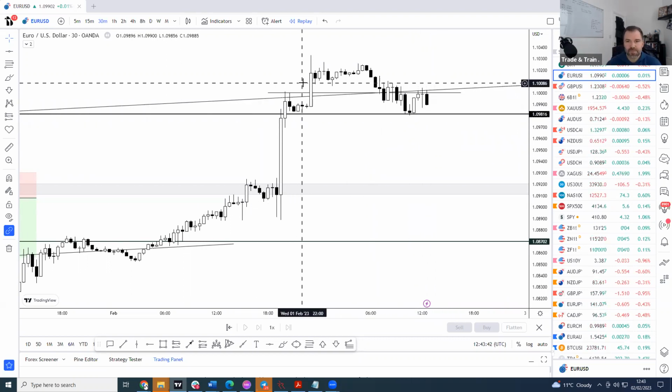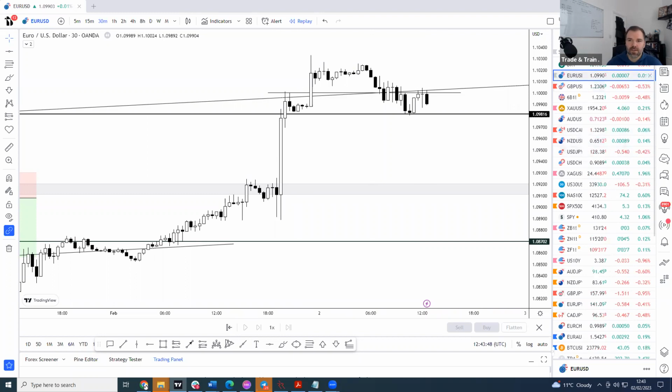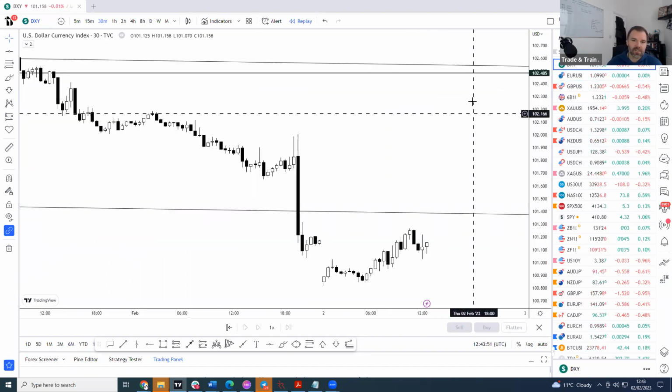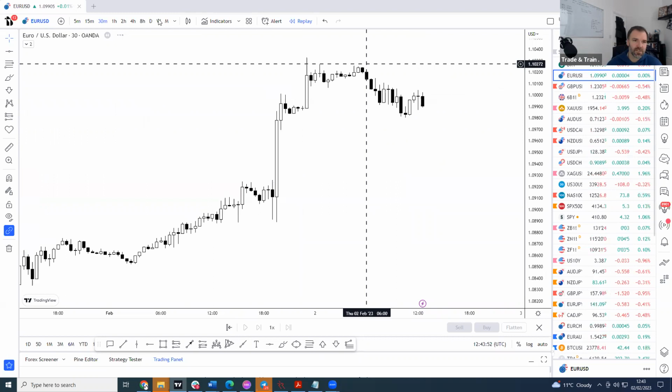So this is something I discussed last night. I'll go over why. So if we look at the dollar index, right? In fact, let's just look at euro. We'll go to the weekly chart.